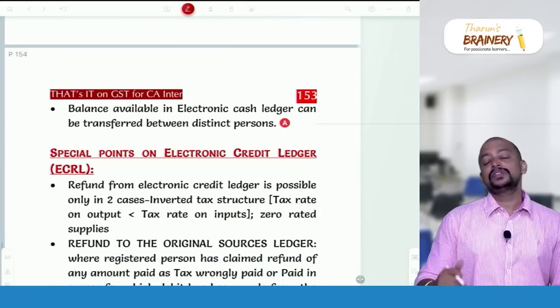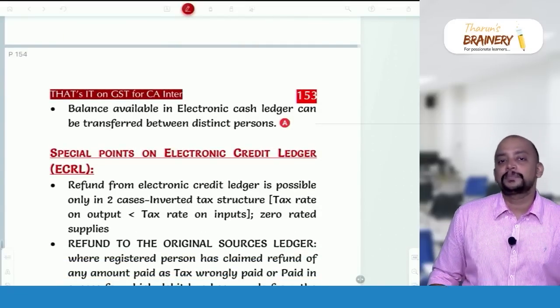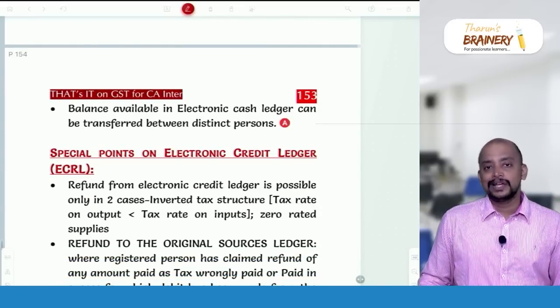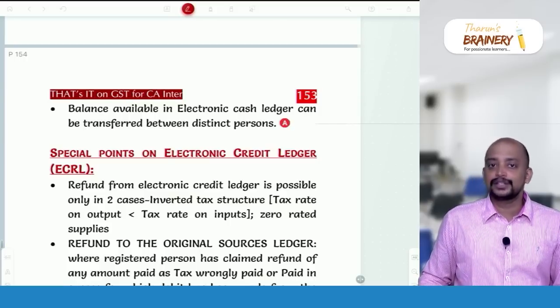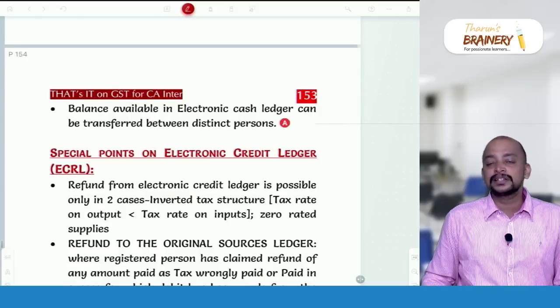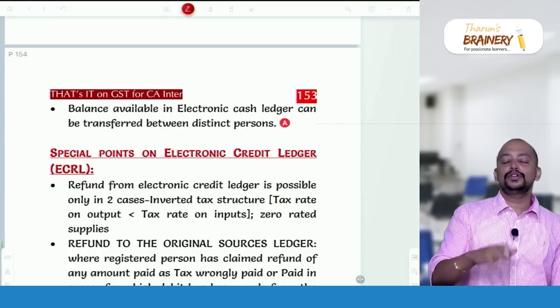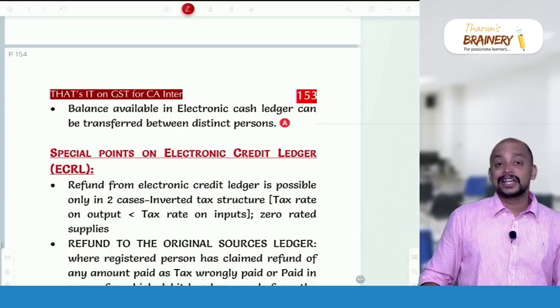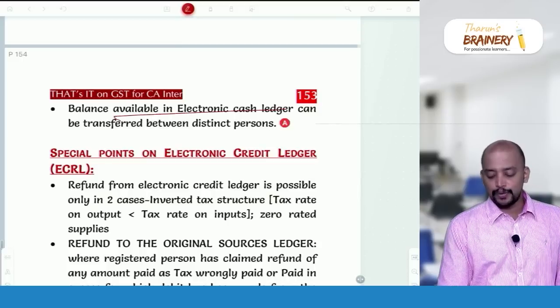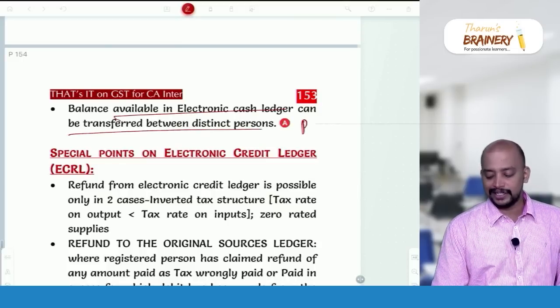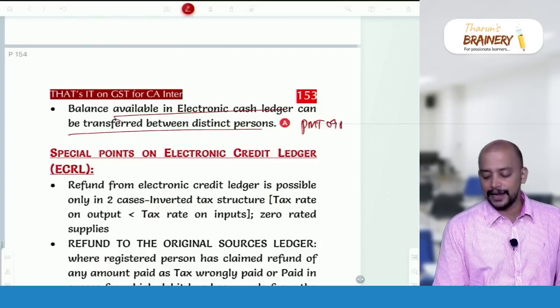And even now there is an amendment between distinct persons. Say A Limited has two entities, one in Tamil Nadu and one in Andhra Pradesh, so they will have two registrations. These two registrations are called distinct persons. So from A Limited in Tamil Nadu to A Limited in Andhra Pradesh, they can shift the balances between the electronic cash ledgers. So now it is possible, and a new form is available for that, that is PMT9A.